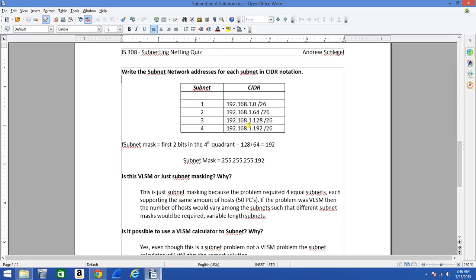If you convert the /26 CIDR notation into a subnet mask, which is what we want to do, the subnet mask equals the first 2 bits in the quadrant. So it's 128, the first bit, plus 64, equals 192. So you can do it either way.